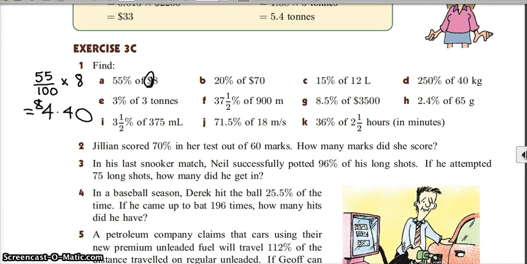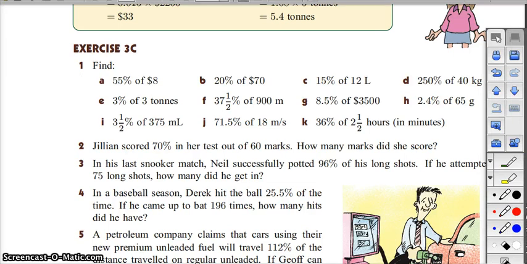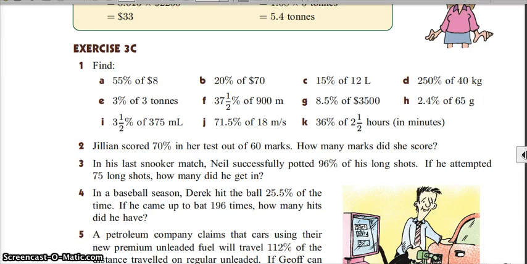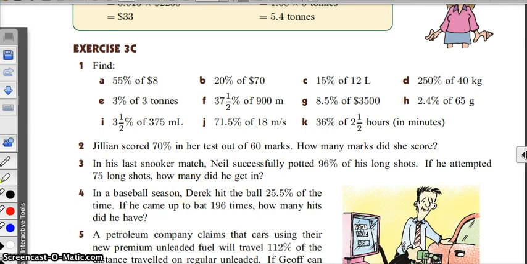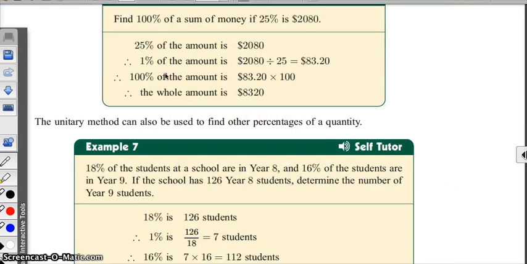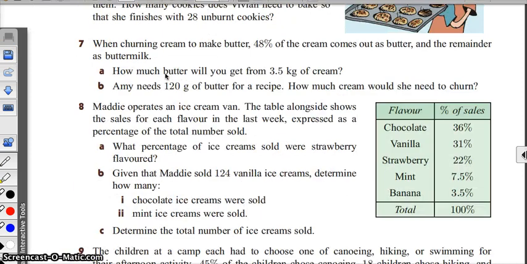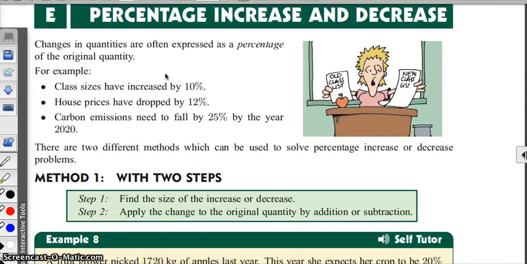Okay. So again, there's some things we should know and pick up automatically now as a result of this. The rest of those questions, again, should be pretty straightforward for what you've done prior in maths, and the unitary method I went through the other day. So I want to go to new learning, which is percentage increase and percentage decrease.